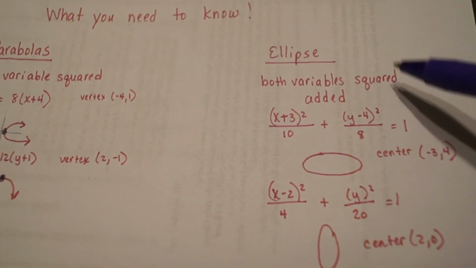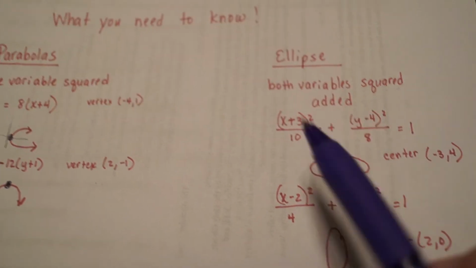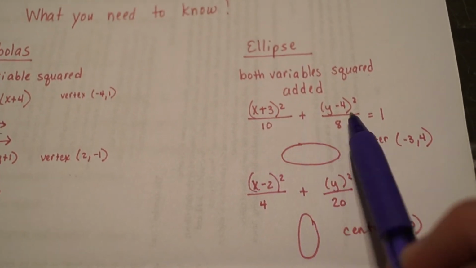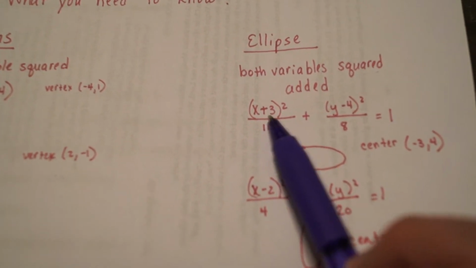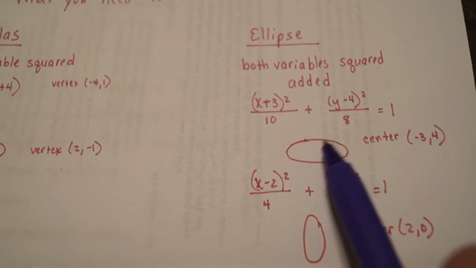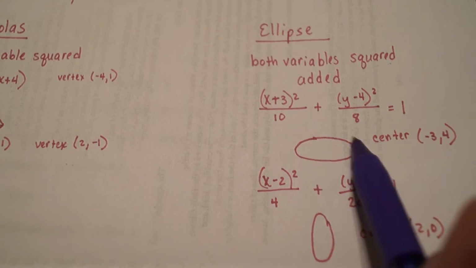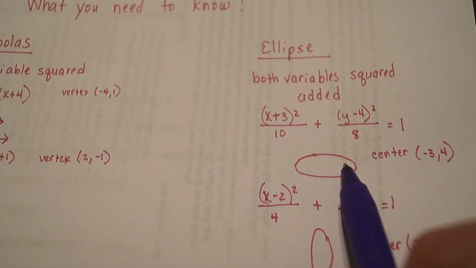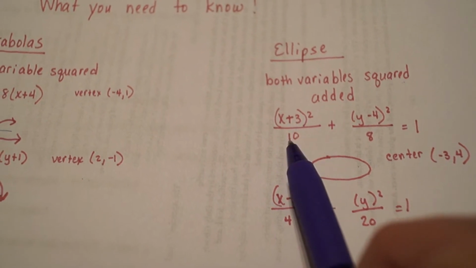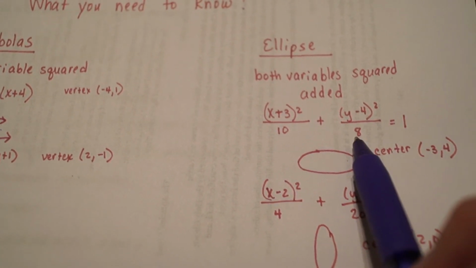An ellipse has both variables squared and they're added. So here's an example. Both variables are squared, not just one, and they're added. Its center here would be -3, 4, and it opens so that it's elongated on the x-axis. The x-axis is the long side because the number under the x is bigger than the number under the y.